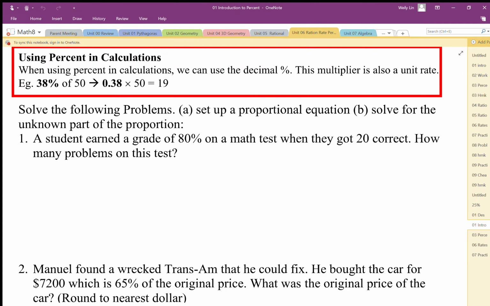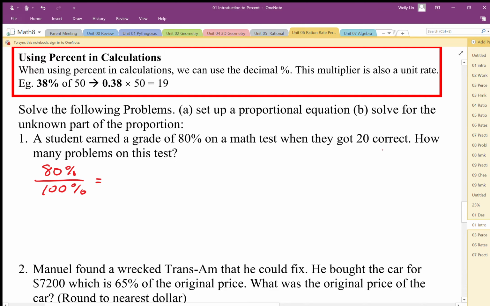So we're going to do this one by setting up a proportional equation. So a student earned a grade of 80%. So we had 80% out of 100%. There's our proportion. And we're going to set up an equivalent proportion based on this information here.